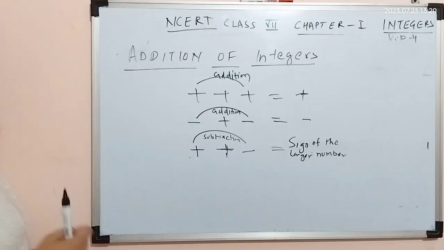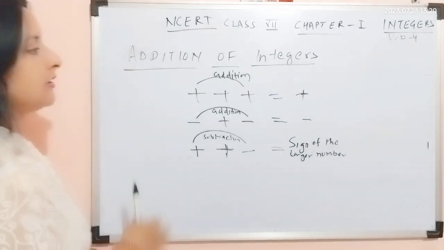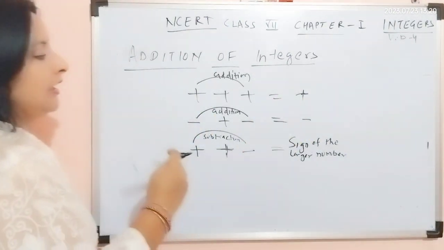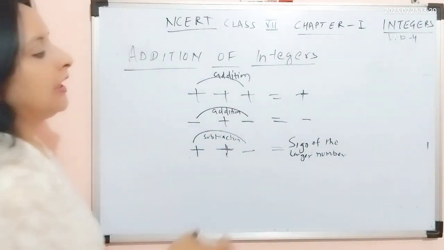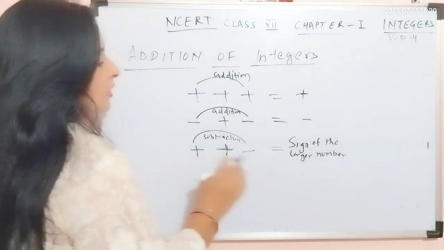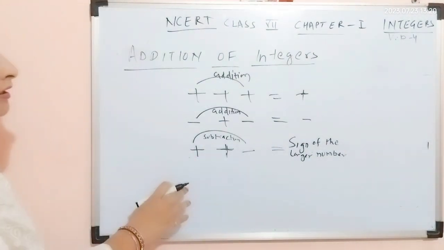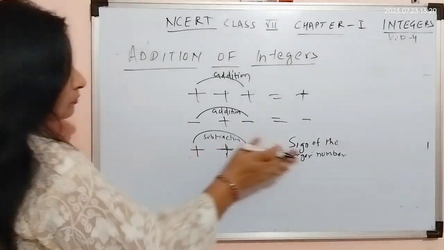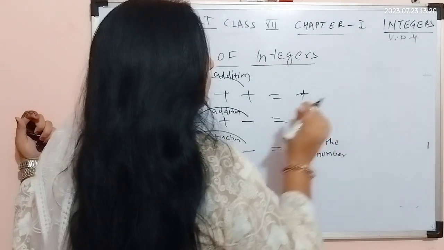We have discussed this concept earlier in our classes as well: if we are adding two positive integers, then addition will happen and a positive sign will come. And if we are adding two negative integers, then addition will happen and a negative sign will come. And if we are adding two numbers, one positive and one negative, then subtraction will happen and the sign of the greater number will come. Right? So let us look at some examples.